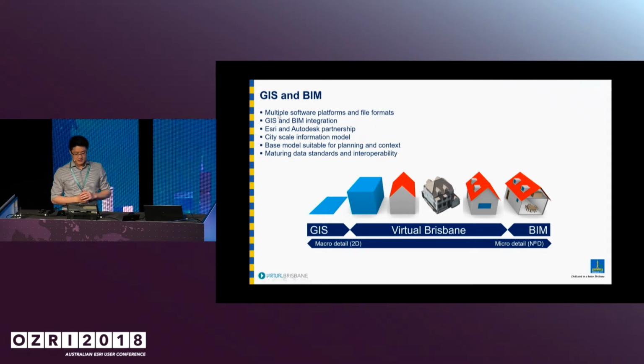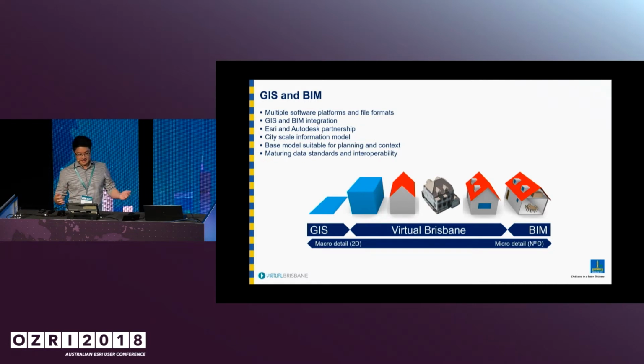With GIS and BIM integration, the key here is a lot of people are using a lot of different types of software platforms and file formats. So one thing that really works with our workflow is being able to be compatible across as many formats and pieces of software as possible. To that end, we're excited to hear about the Esri and Autodesk partnership, and we expect to see a lot of new interesting things there.